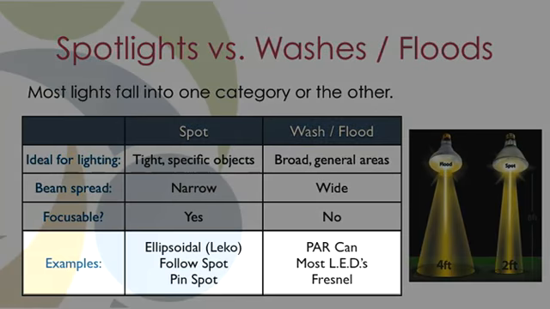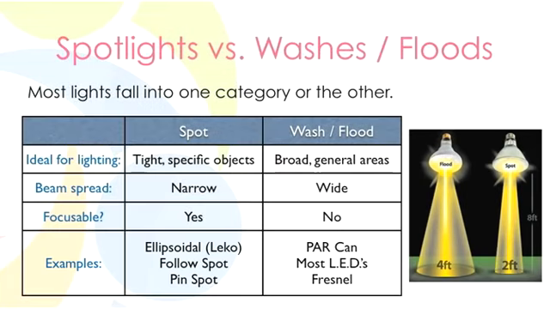And then some examples of these: wash fixtures include par cans, many types of LEDs, which we'll get into in a little while, and Fresnels. These are common wash fixtures, whereas ellipsoidals, LECOs, Source 4s, follow spots, and pin spots are more typically considered a type of spot fixture.